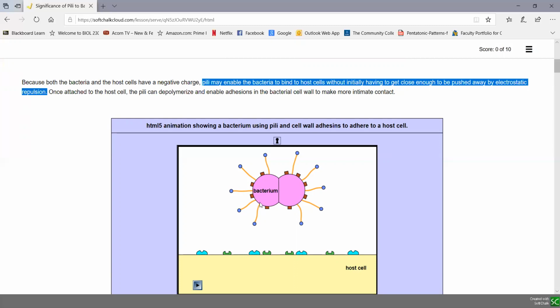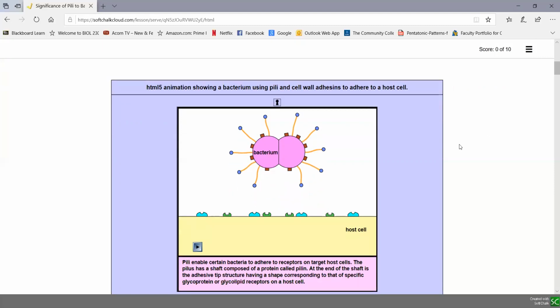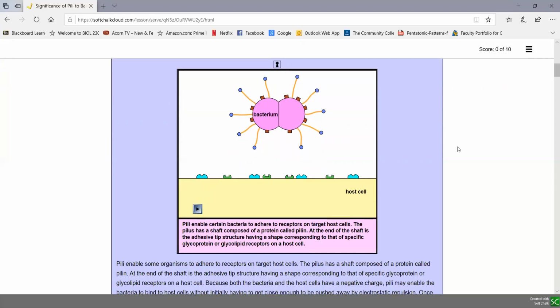But the pili are much longer, and it's kind of like casting out a fishing line that has a hook on the end, and that allows it to attach to a receptor on the host cell, as we'll see in this animation down here. So the bacterium can initially make contact, and then the pili typically depolymerize, and as they depolymerize, that pulls the bacterium towards the host cell, where cell wall adhesins can bind to adhesin receptors for a more intimate or tight contact. So if we look at this illustration here, Neisseria gonorrhoeae is a good example of that.